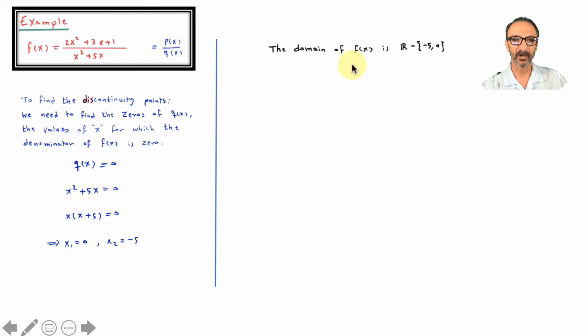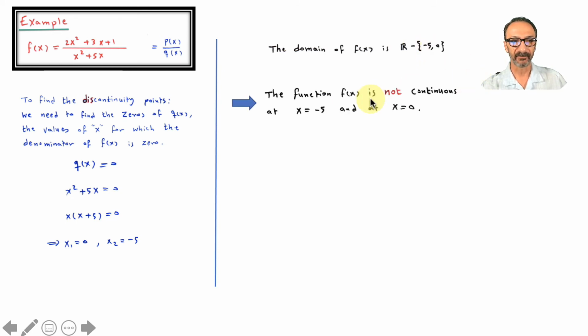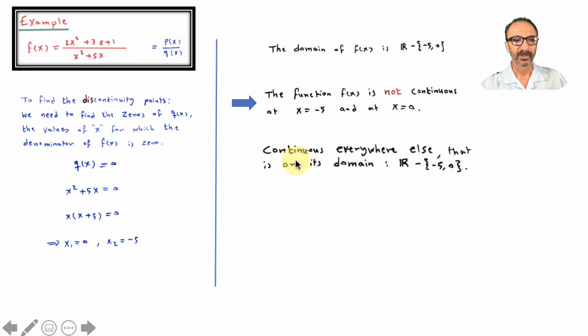So the domain of f of x is all real numbers except, that's one way to write it down, -5 and 0. So the function f of x is not continuous at these points because they're taken out of my domain. So it's continuous everywhere else that is on its domain, which is all real numbers except -5 and 0.